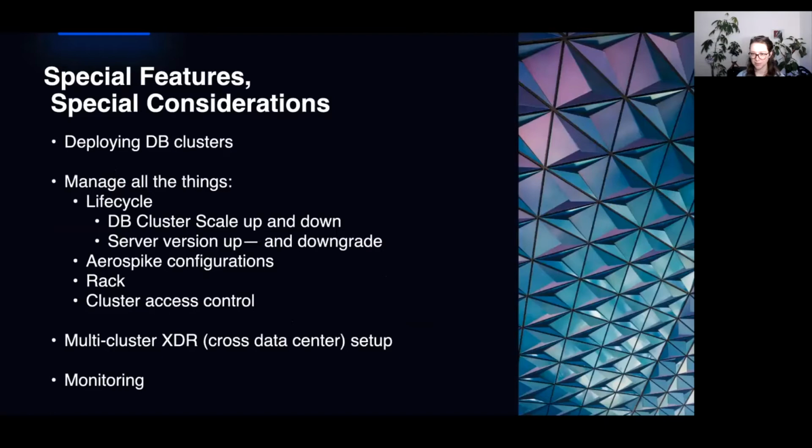And we discussed a little bit the features of Aerospike, and those introduce some special considerations for things that it should do. So you can, of course, expect it to deploy the database clusters, and it manages all the things. Lifecycle management, for example, the database cluster scale up and down, server version upgrade and downgrade, the Aerospike configuration management, the rack awareness management, the cluster access control management, and the setup that you need for the multi-cluster XDR.